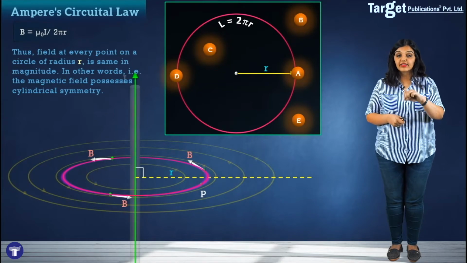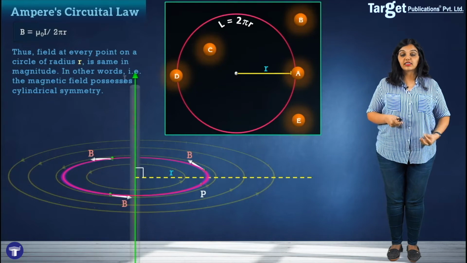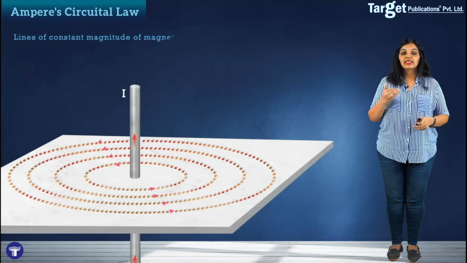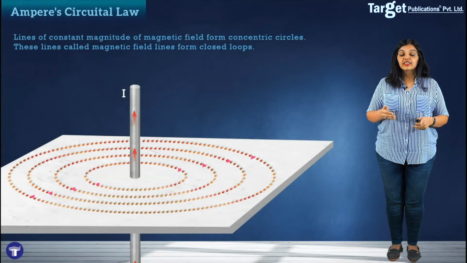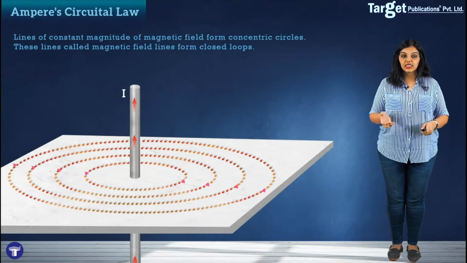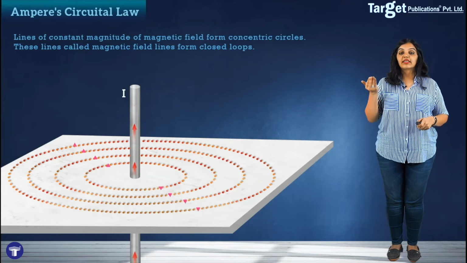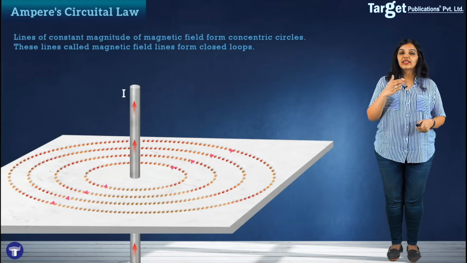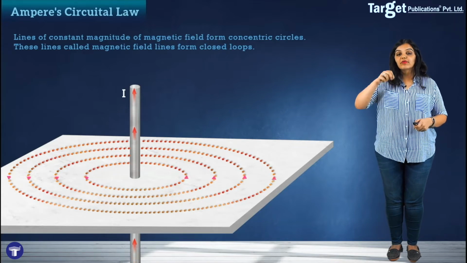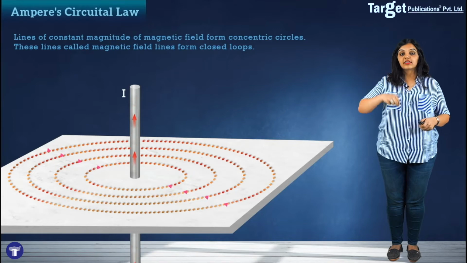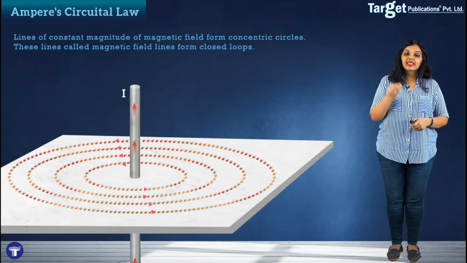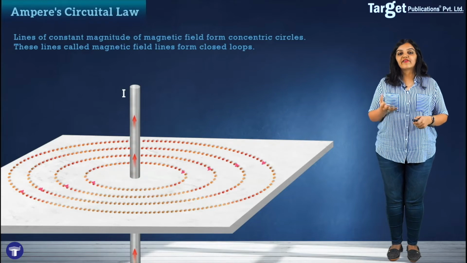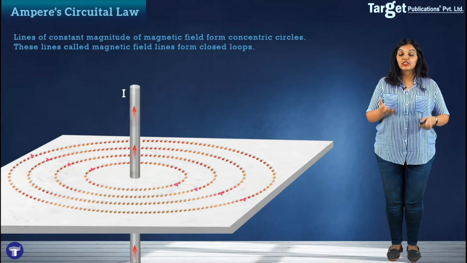Thus all points lying at the same radial distance from the current carrying conductor can be joined to form lines of constant magnetic field, and I'll get the lines of constant magnitude of magnetic field, and I'll see that they form concentric circles. So these concentric circles are nothing but lines of constant magnitude of the magnetic field. We've already seen these circles before, but now we have understood that these circles are formed because at all these points of each circle, the magnetic field is the same, and these lines are what we call the magnetic field lines, and we can see now that magnetic field lines are actually forming closed loops.